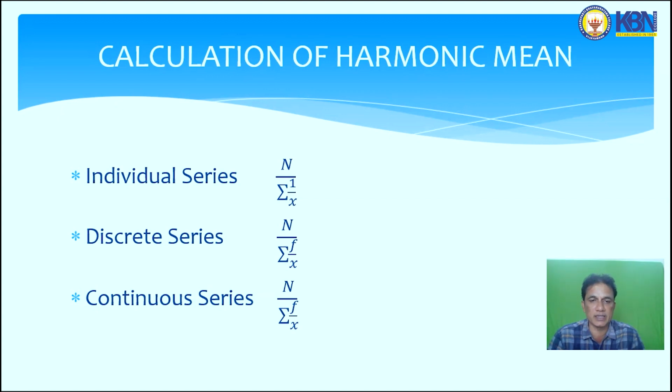Whereas for discrete series, it is the same formula with a little change: n divided by sigma f by x. So how do you get f by x? 1 by x into f, or 1 into f by x. You will get f by x.